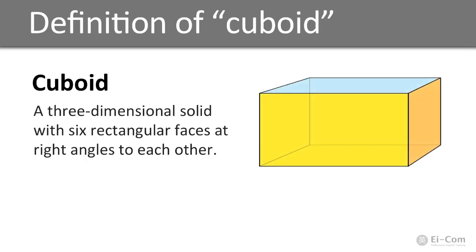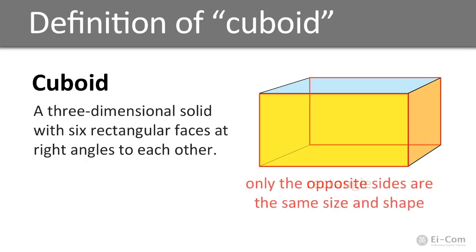Here is a picture of a cuboid. You can see that it looks like a box. Each side is a rectangle, but not all sides are the same size and shape. In a cuboid, only the opposite sides are the same size and shape.